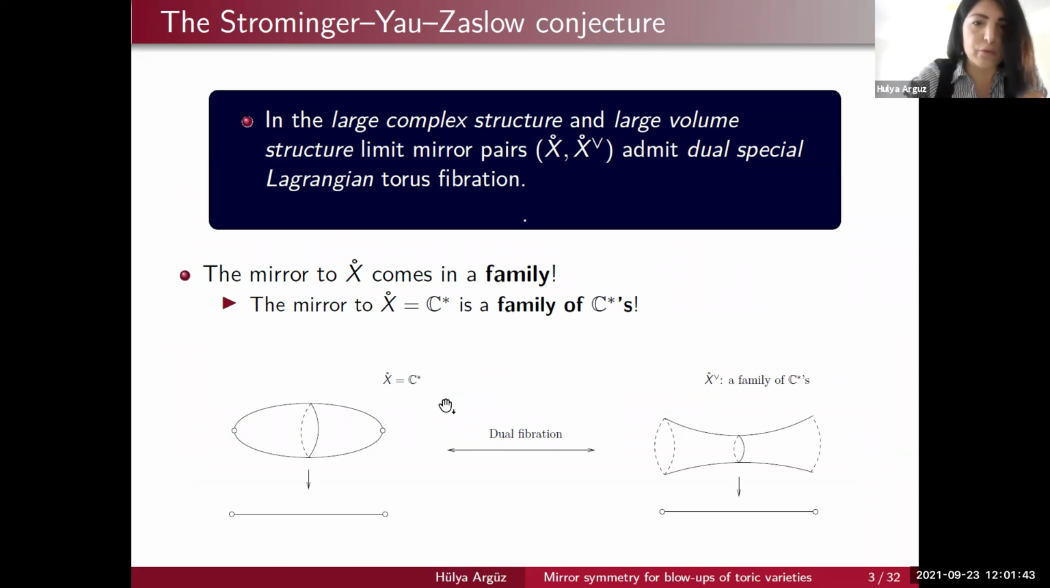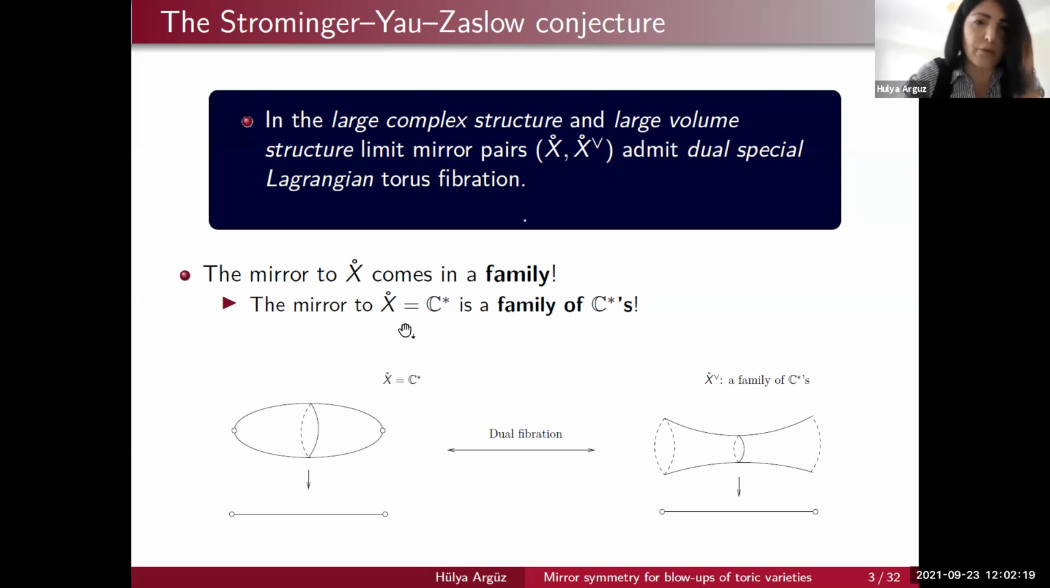So just to give a one-page motivation, my motivation on mirror symmetry comes from the Strominger-Yau-Zaslow picture, which roughly says that in some appropriate limits, some large complex structure limit and large volume limit for the complex and symplectic structures, mirrors admit special Lagrangian torus fibrations. The fact that everything works very well in nice limits suggests that we do really need to consider families. So the mirror to a Calabi-Yau from that point of view really comes in a family.